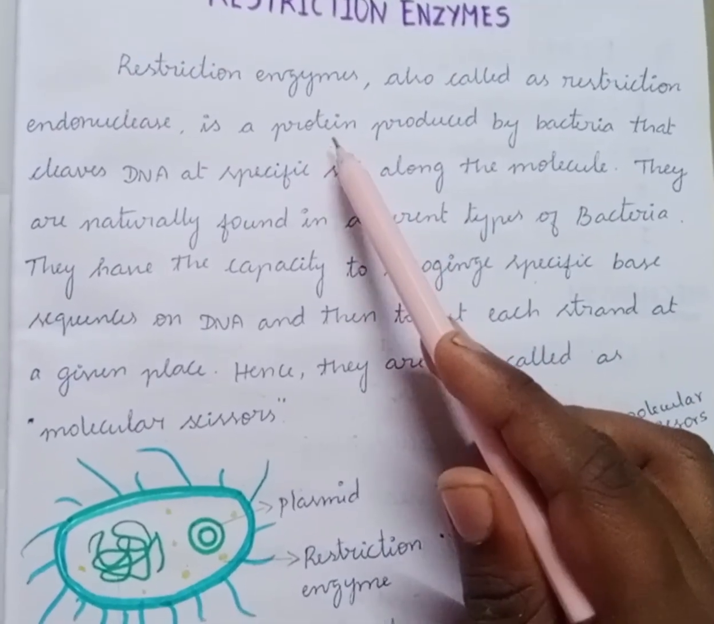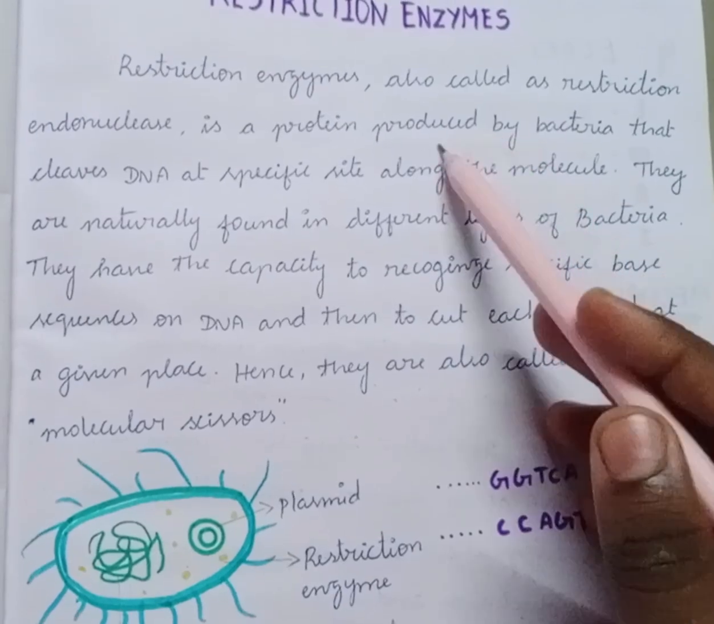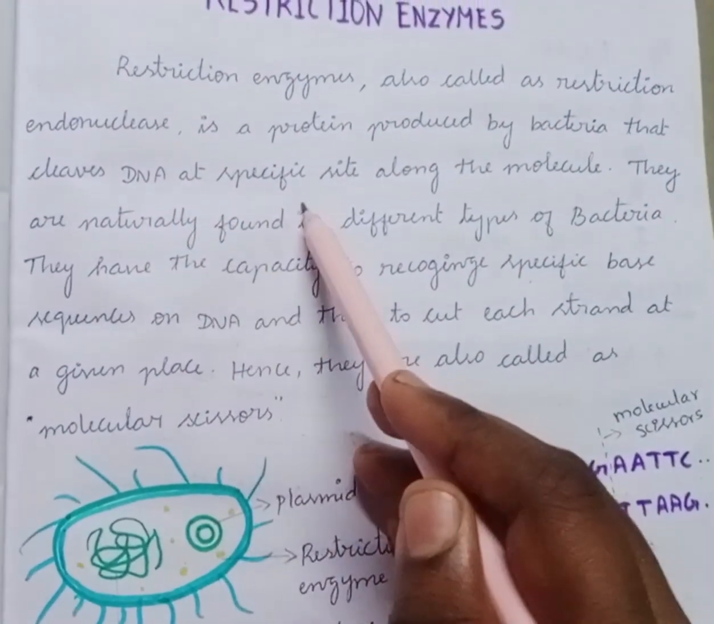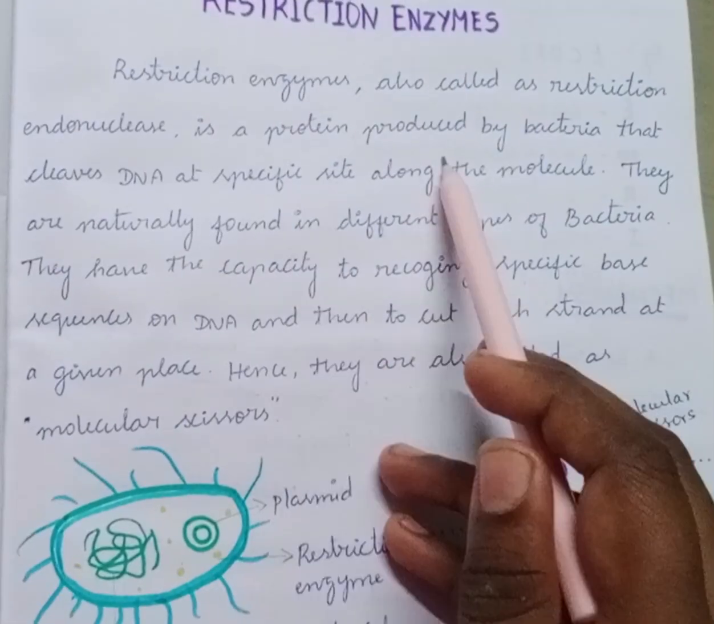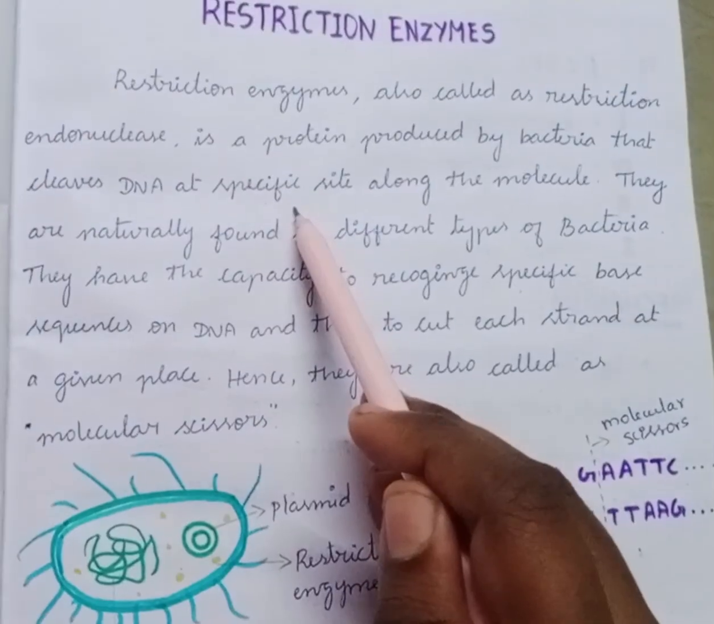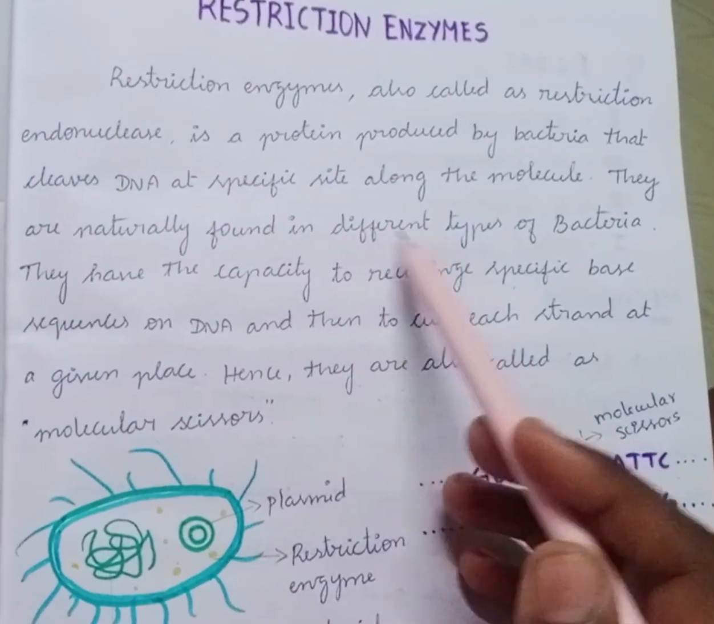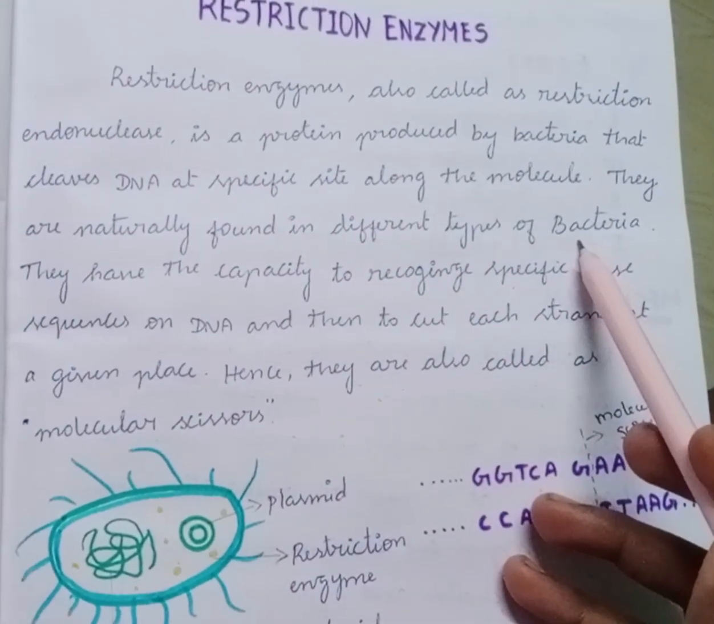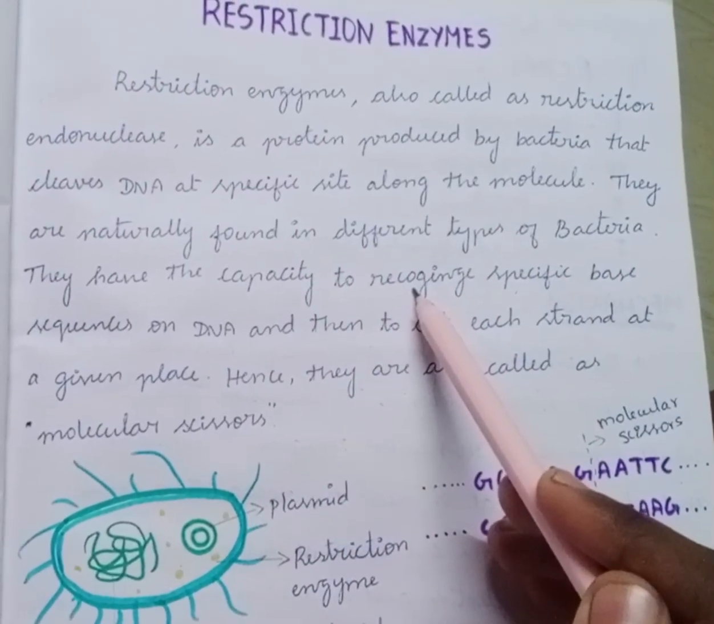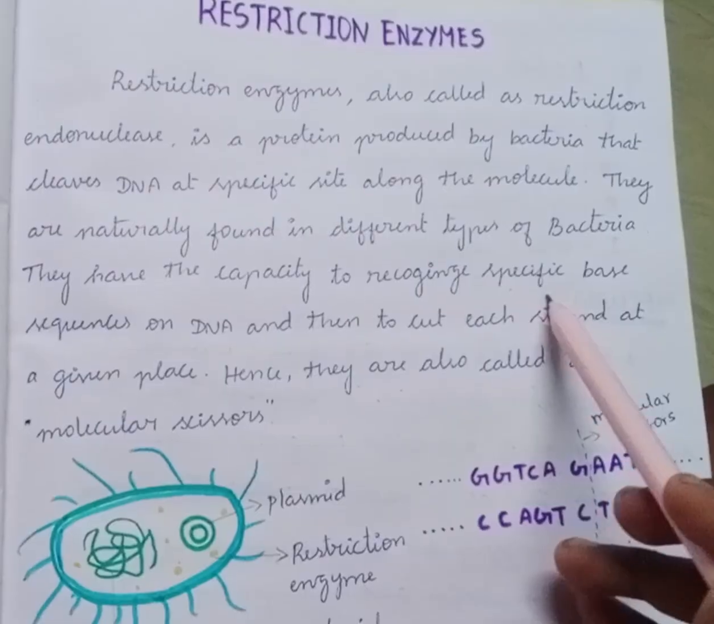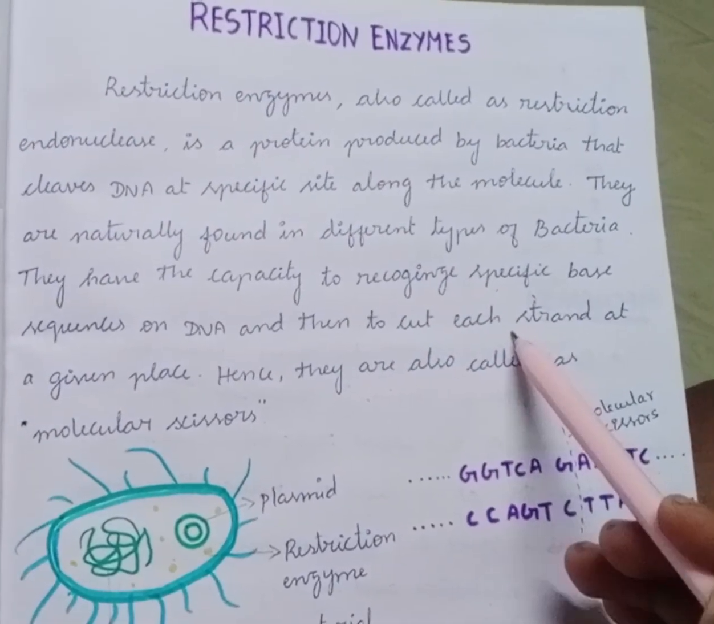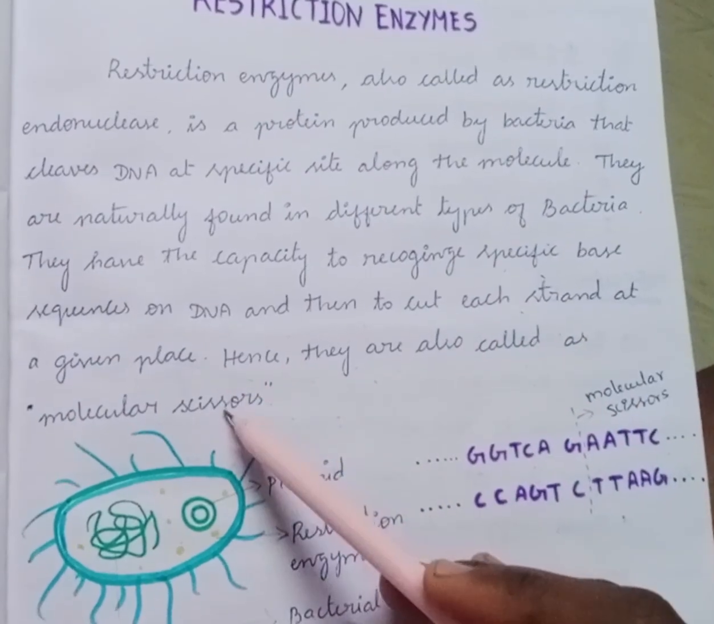It is a protein or enzyme produced by bacteria that cleaves DNA at a specific site, and it is naturally found in every bacterium. They have the capacity to recognize a specific base sequence on the DNA and the ability to cut it on each strand. Hence they are called molecular scissors.